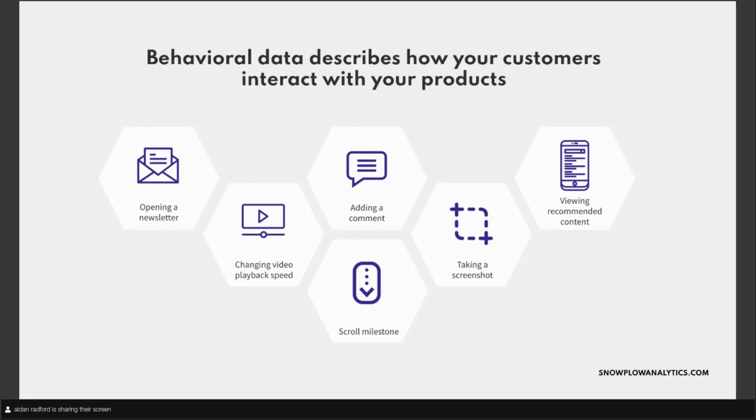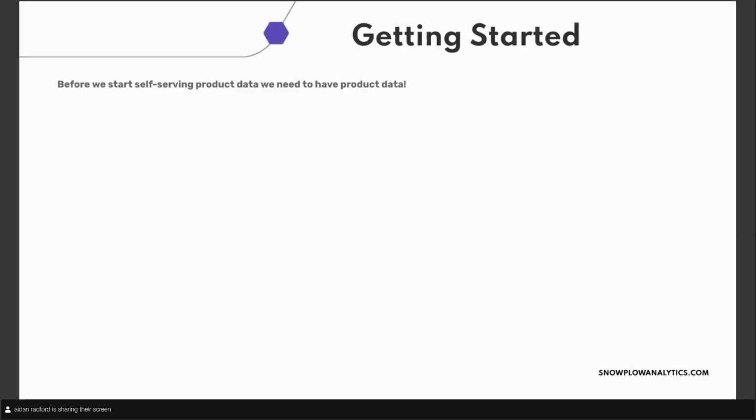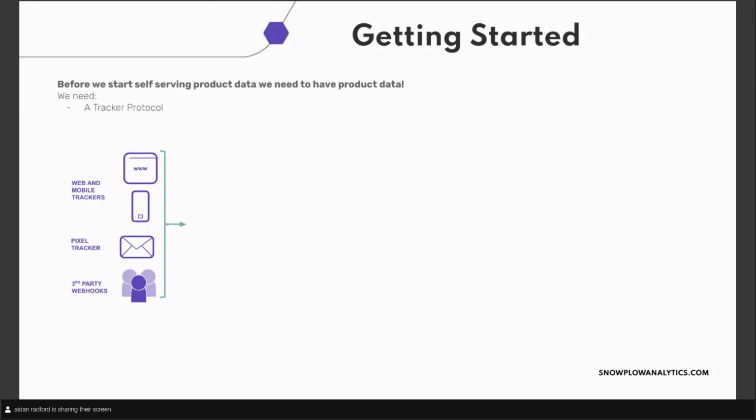In order to start self-serving product data, we need to actually have product data. So how do we do that? First of all, we need some kind of tracker protocol. We might need a tracker to track data from our website or application, or might use a pixel tracker to track, say, email interactions or banner ad interactions, or we could use a third-party webhook to track interactions in other apps.